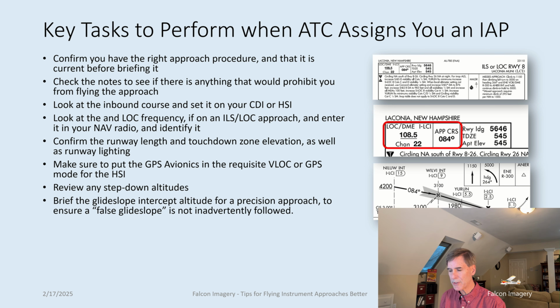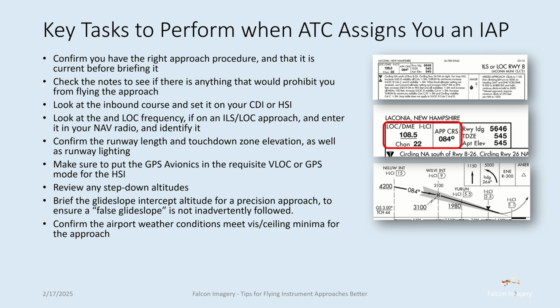Brief the glide slope intercept altitude for a precision approach to ensure that you don't find yourself on a false glide slope and inadvertently follow a glide slope that's much too high or too low compared to the one that you need to fly. Confirm that the airport weather conditions meet the visibility and ceilings minimum for the particular approach you plan to fly into the airport.